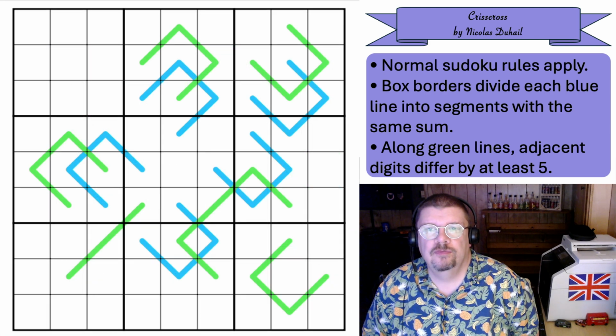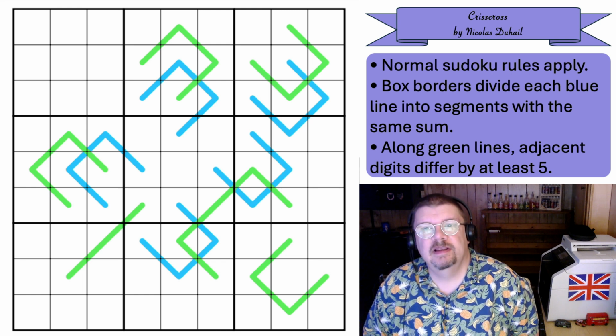Today I'm going to solve Crisscross by Nicolas Duhail. If you'd like to try solving this puzzle for yourself, it'll be the first link in the description. Let's have a look at the rules.